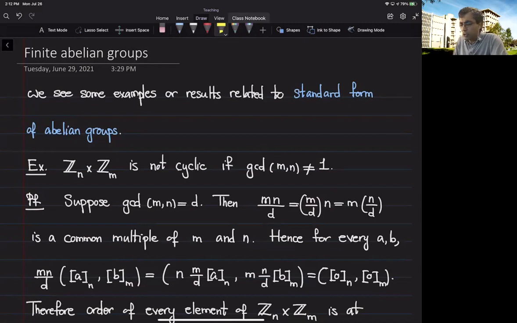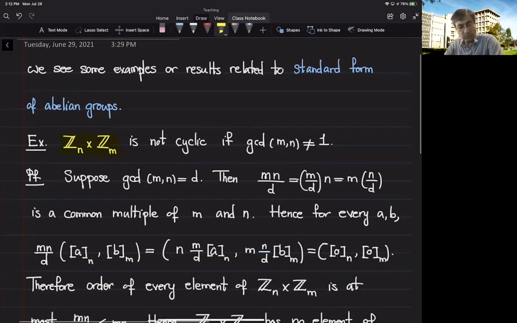This shows that in this example, you cannot write it as a single Z sub k for some k, because it's not cyclic. So you need at least two cyclic groups in order to write this. But what is the standard form of this abelian group? We are not going to discuss that in this example. Here we just want to show that it's not cyclic. Okay, let's see why this is the case.